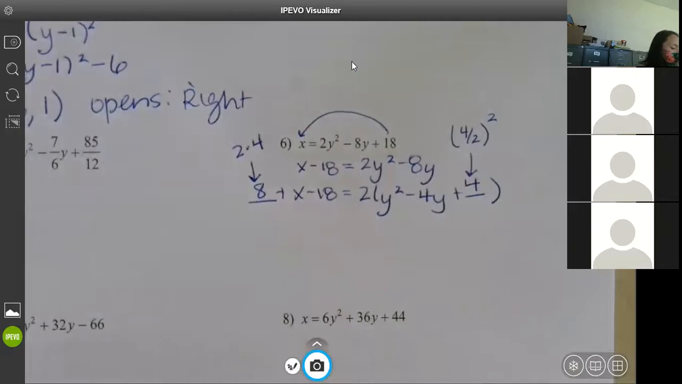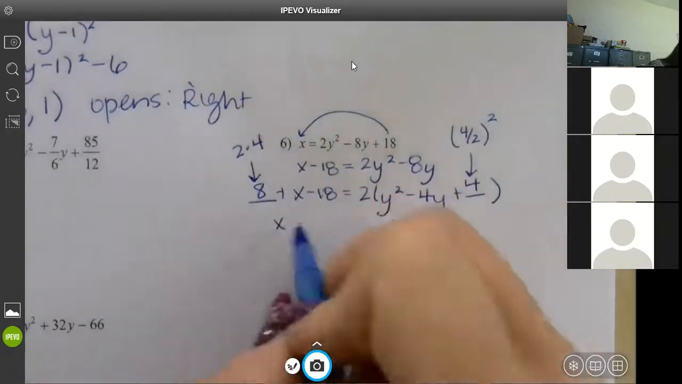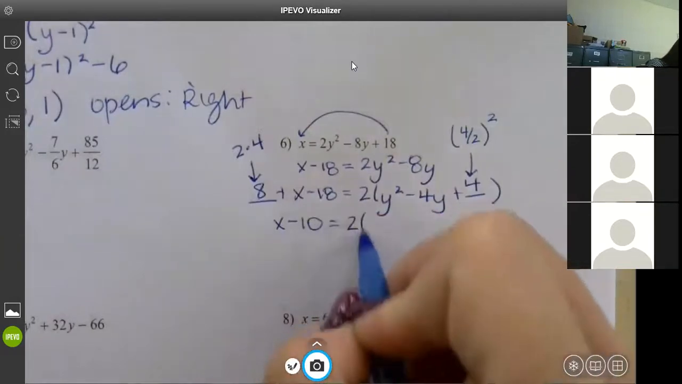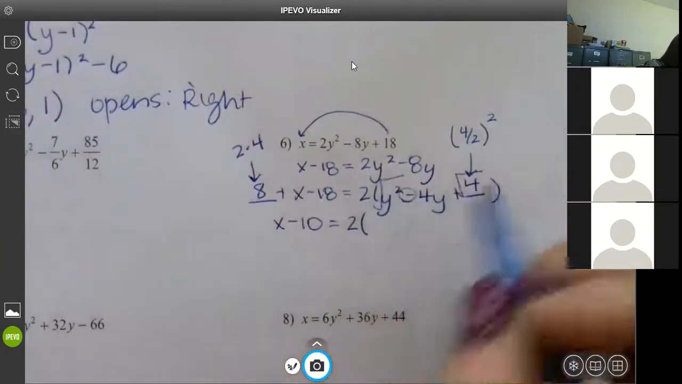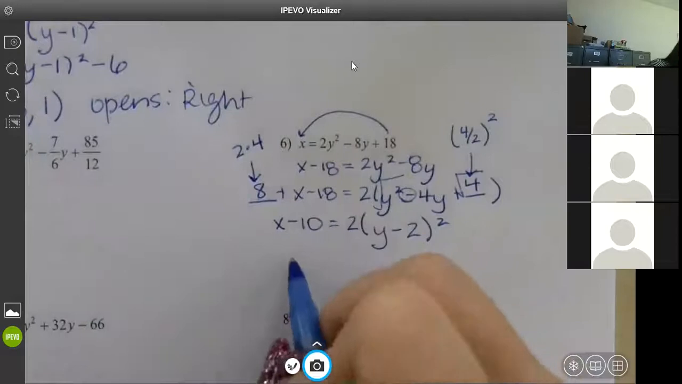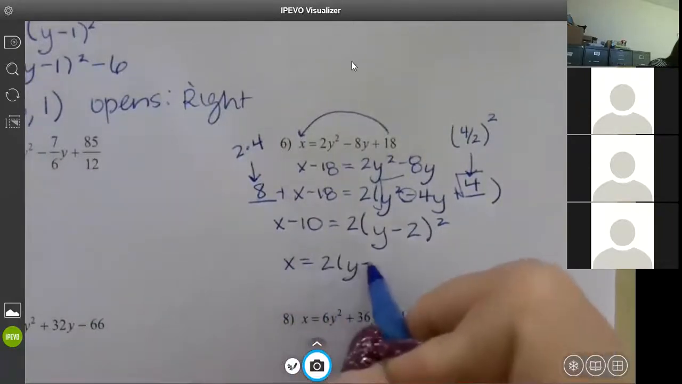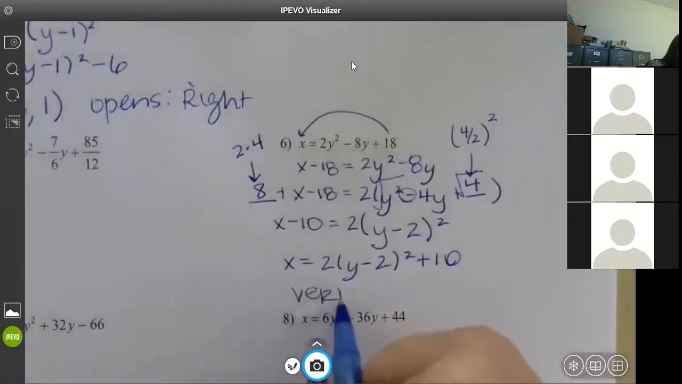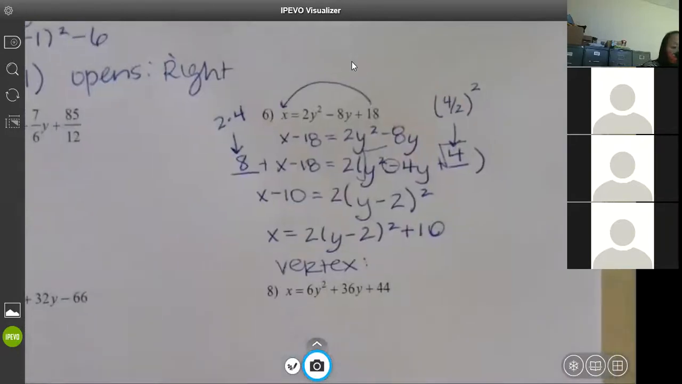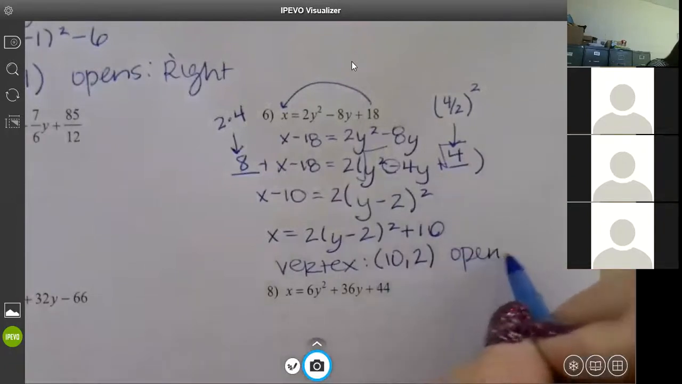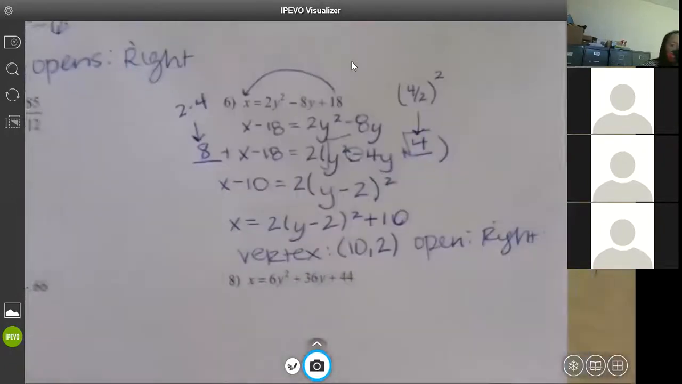And then just clean it up like normal. 8 minus 18. Come on, guys. 8 minus 18. Negative 10. Equals 2, parenthesis, square root, sine, square root, y minus 2 squared. And then your last step is to move that 10 over. So your equation is x equals 2 times y minus 2 squared plus 10. What's your vertex? 10, 2. Perfect. And which way does it open? It opens to the right.